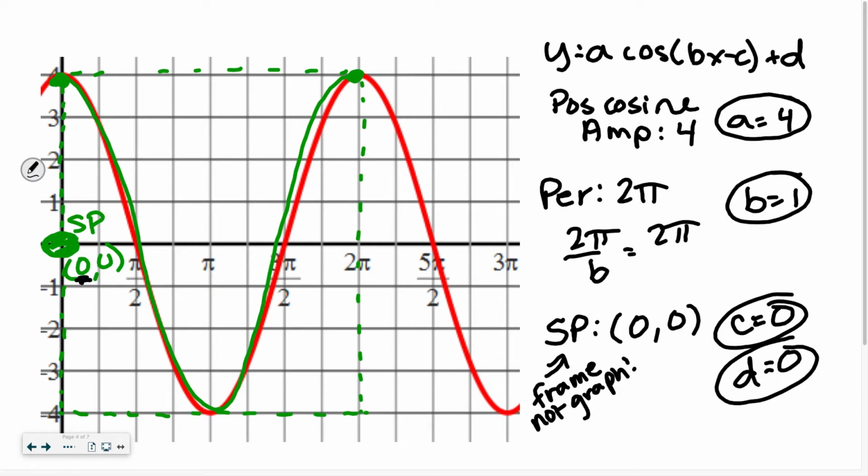On a side note, I'll put it over here on this sideboard, because when your period is something different than 2 pi or something really nice, like oftentimes when it's a fraction, that gets a little bit harder for people to tell what the factor of b was. So if you can't tell what b is, like this one's pretty obvious, make it a proportion. If it isn't a fraction already, put it over 1 and then cross multiply.